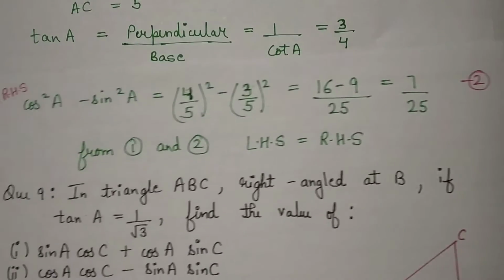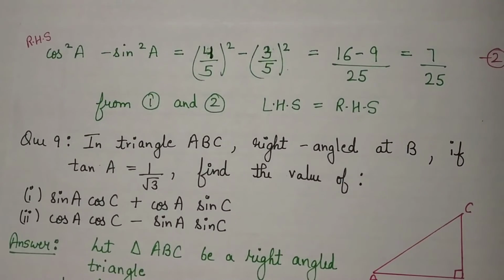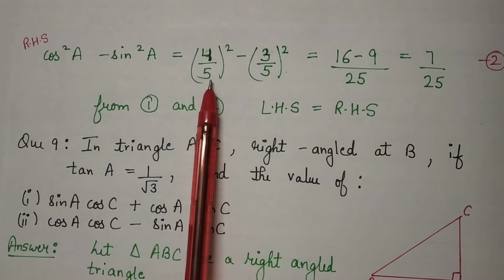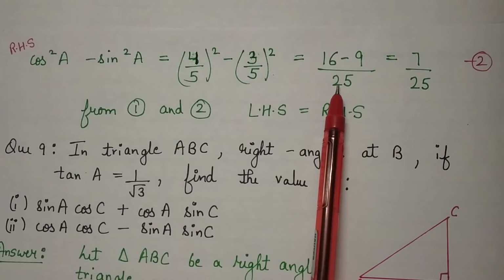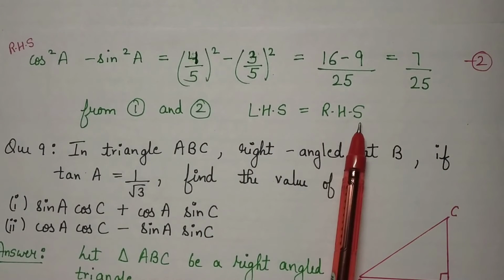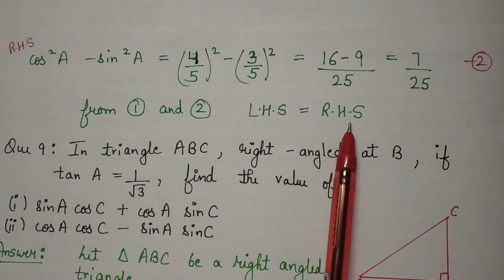Now I need to solve the right hand side. Cos square A minus sin square A. Put the values of cos A and sin A in these. Take the square, take the LCM. The answer is 7 by 25. The left hand side and right hand side are equal. So this is the question.